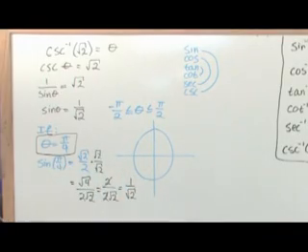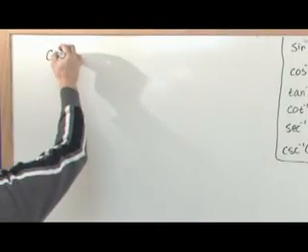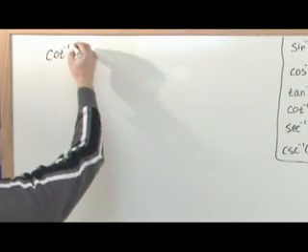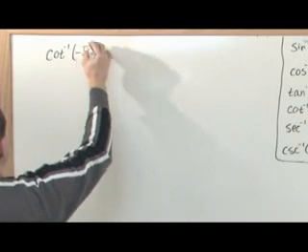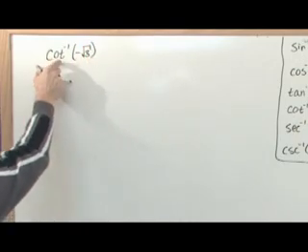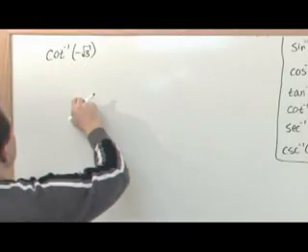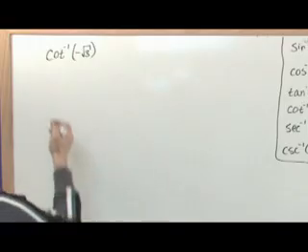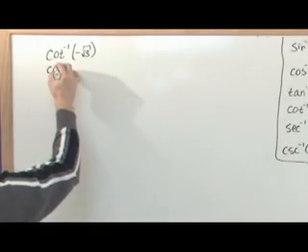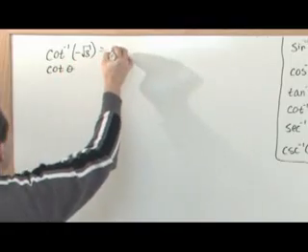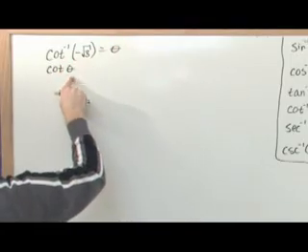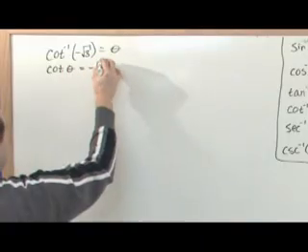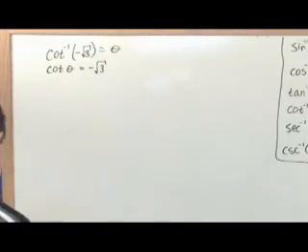Okay, the next problem says cotangent inverse of negative square root of 3. So I'm taking the inverse cotangent, or the arc cotangent, of negative square root of 3. The way I always proceed next is I rewrite it. I say the cotangent of some angle, because remember this is going to return some angle back. Cotangent of some angle is just equal to negative square root of 3.